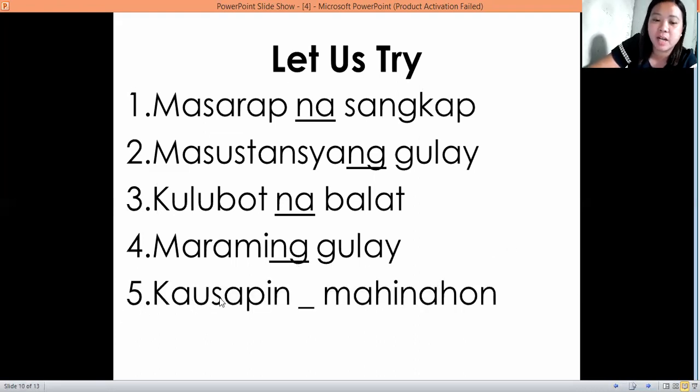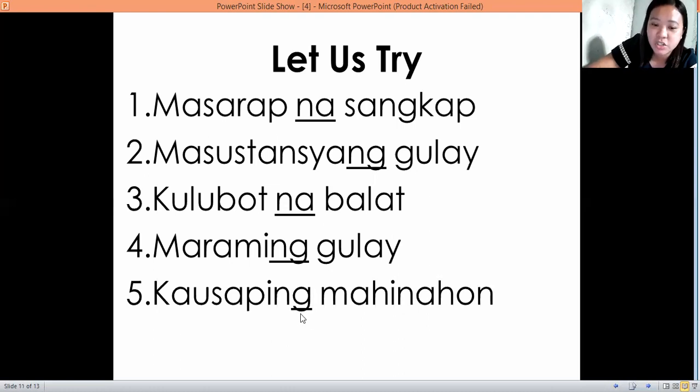Next, number 5. Kausapin, blank, mahinahon. What is the correct answer here? Is it na, nang, or G? Ready? Think. 5, 4, 3, 2, 1. What is your answer? Very good. It is G because it already ends with letter N. So, we are just going to add the G.